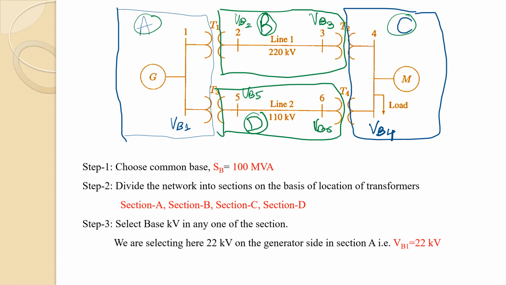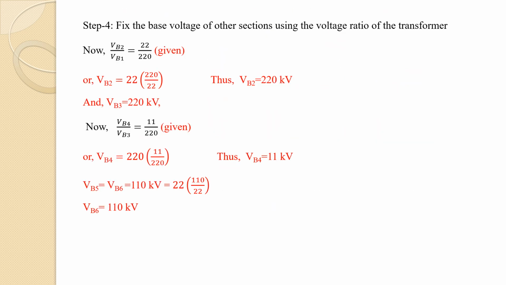After dividing the network into sections, the next step is we need to select the base kV in any one of the sections. Here we are starting with section A, though we can choose any other section. On section A we know that the generator is connected at node 1, and the voltage at node 1 is specified as 22 kV. So it means the base voltage for section A will be 22 kV, which we have written in step 3, VB1 is equal to 22 kV. So we have chosen the base voltage at bus 1 equal to 22 kV.